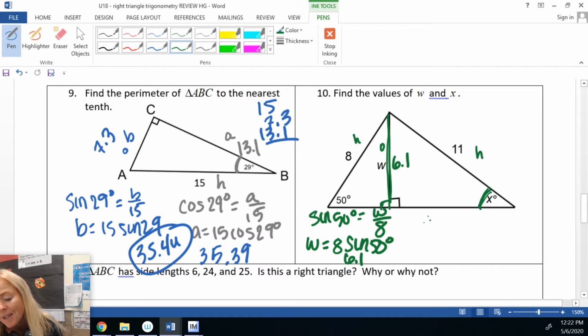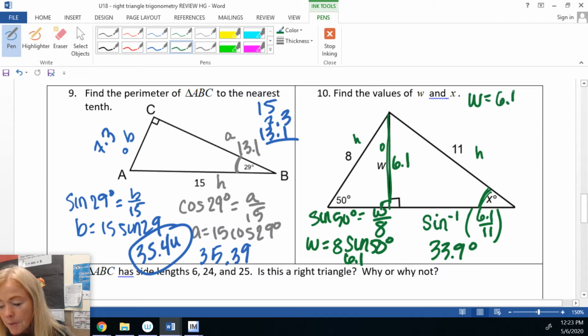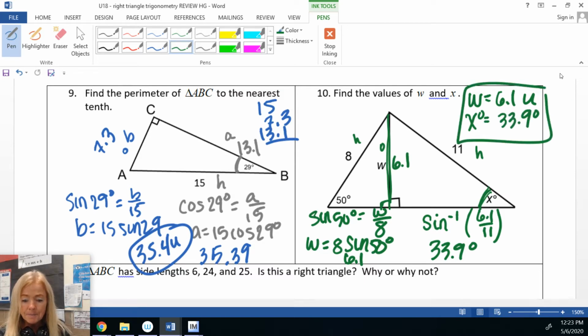And O and H make sine, but this time it's an angle, so it'll be sine inverse instead of just the sine of the angle. Of opposite, 6.1 over 11, and we'll plug that in the calculator. So we're going to hit second sine, and then I'm just going to go up and extract that amount that was 6.1, but I'm going to use the entire amount because it'll be more accurate than just typing in 6.1. And then divide 11, and that is 33.9 degrees. All right, so W is 6.1 units, and X degrees is 33.9 degrees. All right, and that gives us number 10.